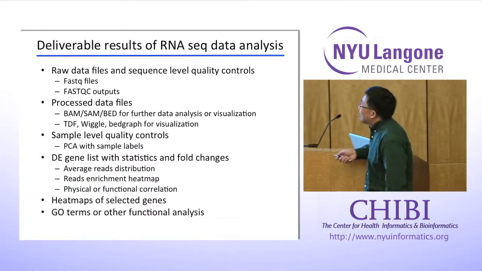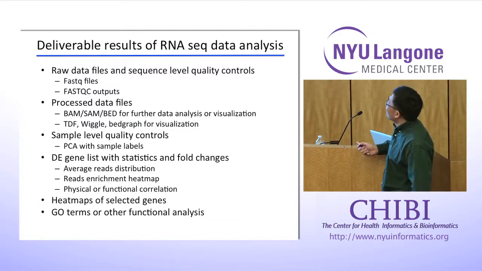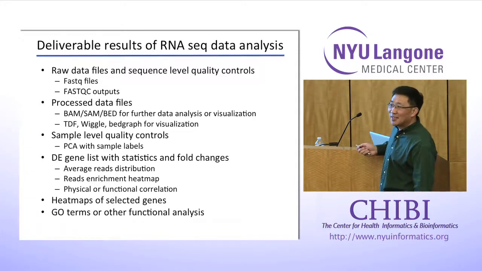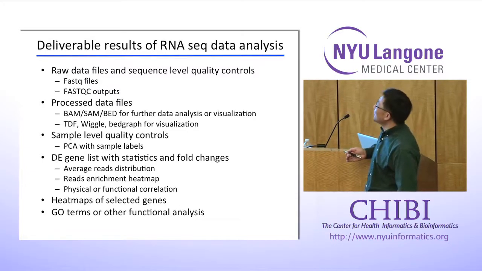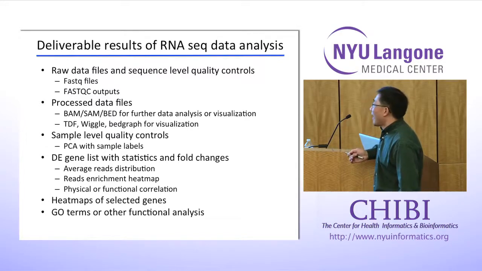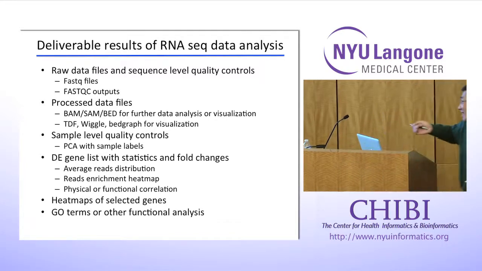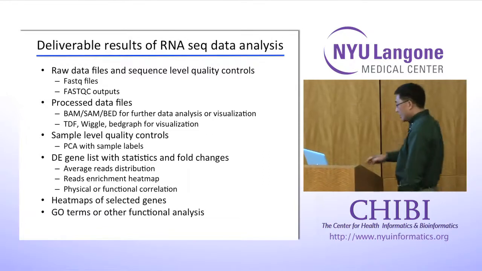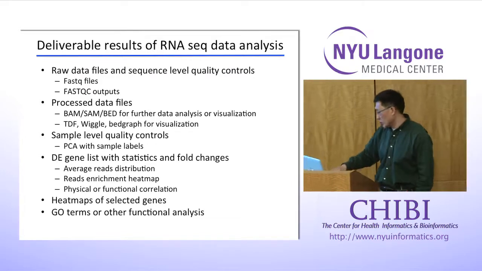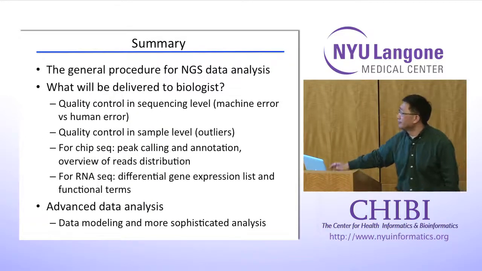Here are the deliverable results from RNA-seq data analysis. You will get the FASTQ files and the quality control output, and also those processed data files. You will also get sample-level quality controls, the gene lists, and the heat map of selected genes, and GO terms if you want. Lots of times people just take those lists with them and do the GO term analysis by themselves.